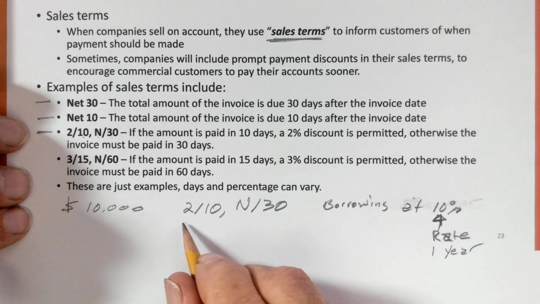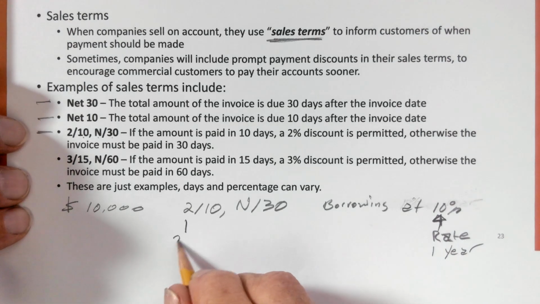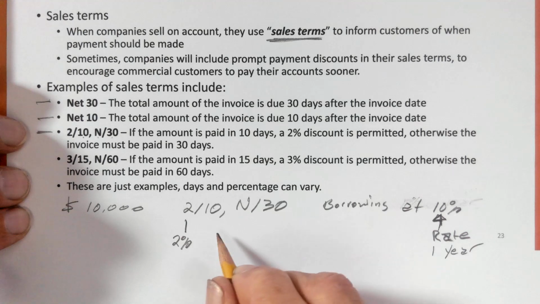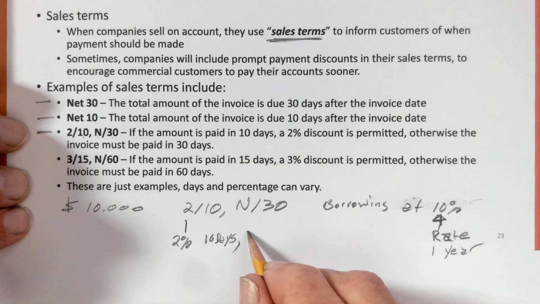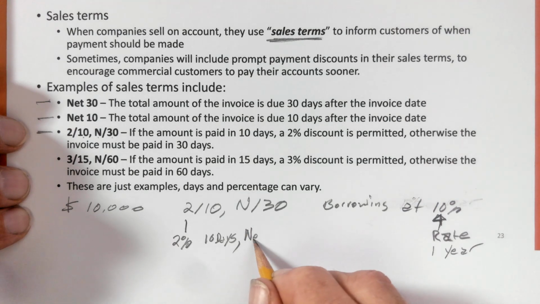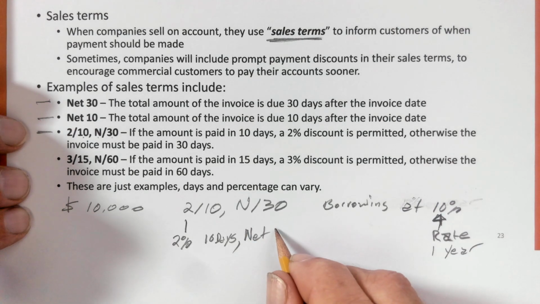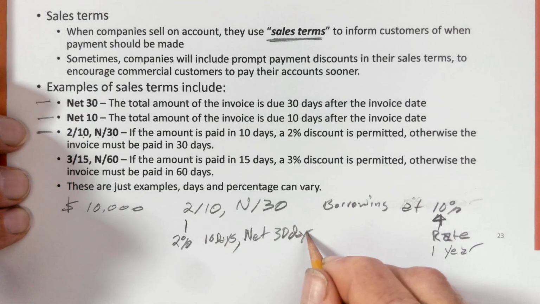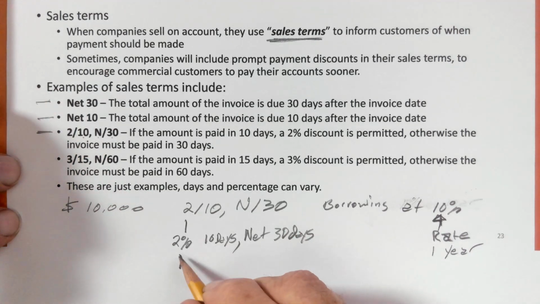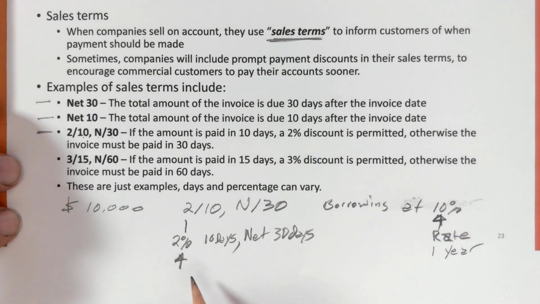Now this over here, this 2/10, net 30, so it's going to be a 2% discount if paid in 10 days, or the full amount or the net amount is due if it's paid in 30 days. But this is not a rate. This is an actual discount.